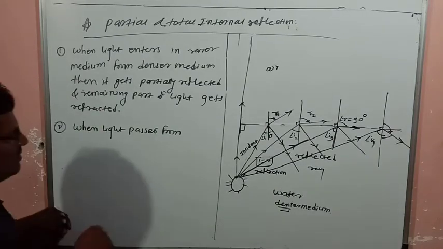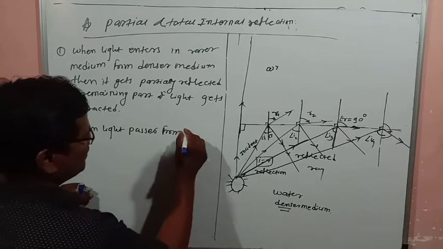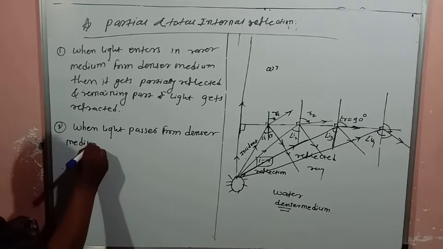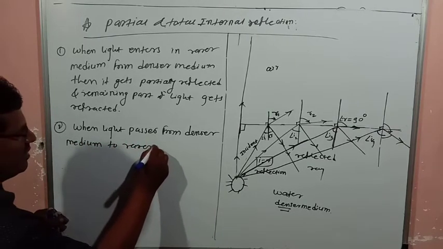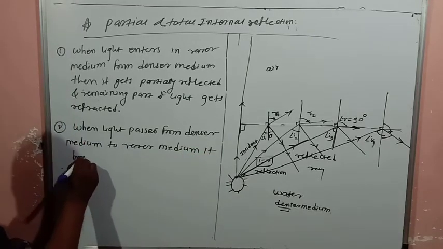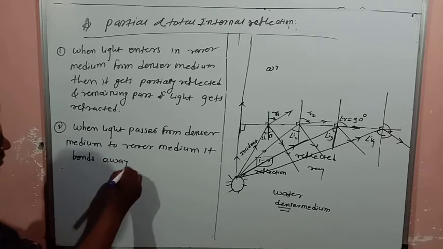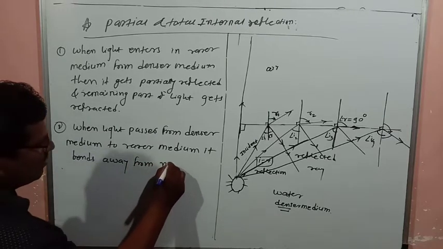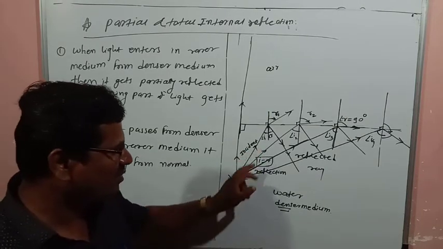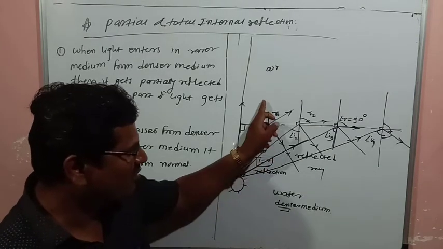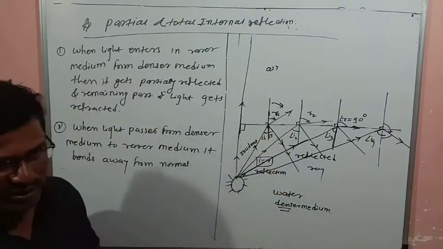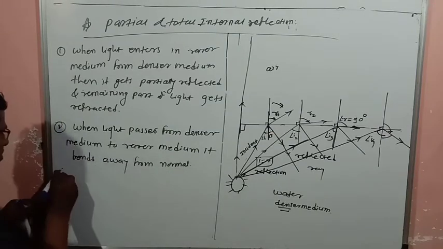When light passes from denser medium to rarer medium, it bends away from normal. So see, this one is the incident light ray. When it passes from denser medium to rarer medium, it will bend away from normal. This one is normal, it will bend away from normal.